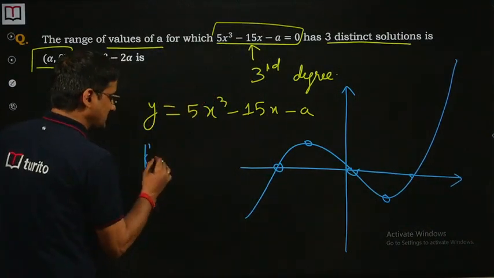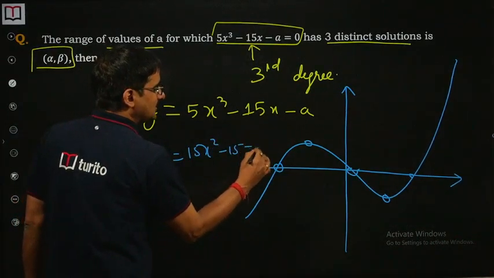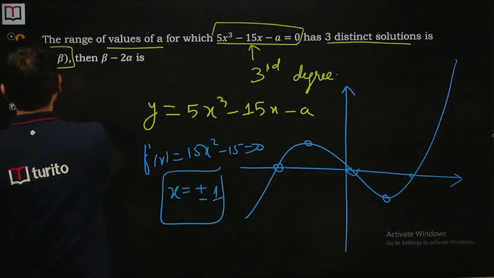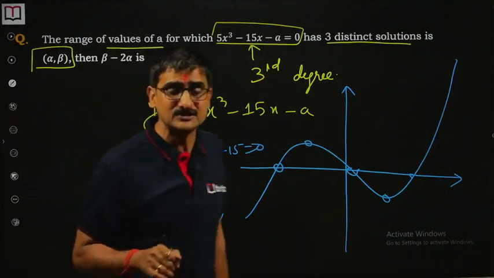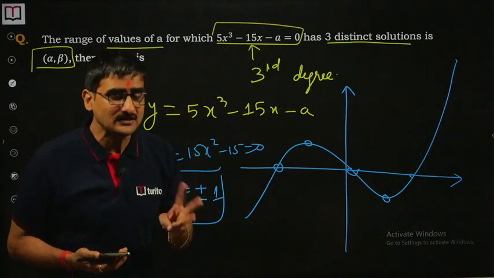So go for its derivative, f dash x, which is 15x square minus 15 equal to 0, and you get 2 values. But having two turning points, is it sufficient to say that this polynomial equation will have three real distinct roots?